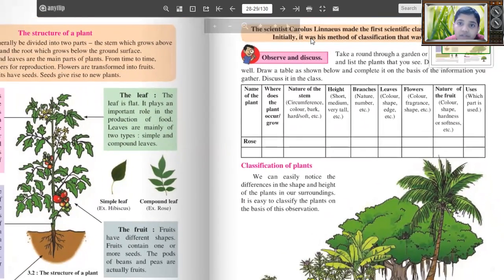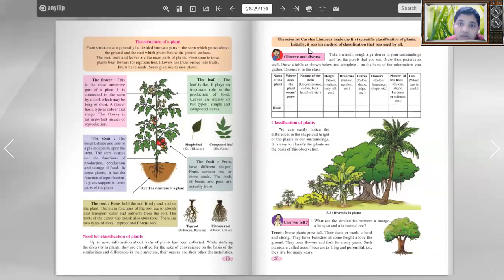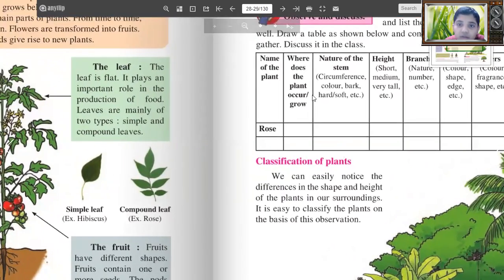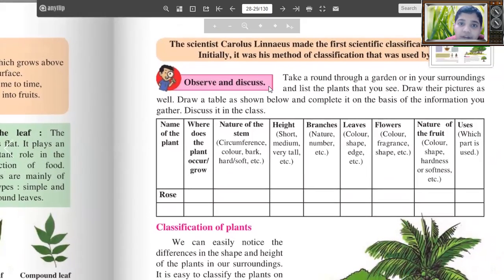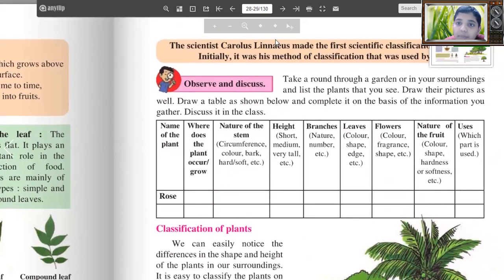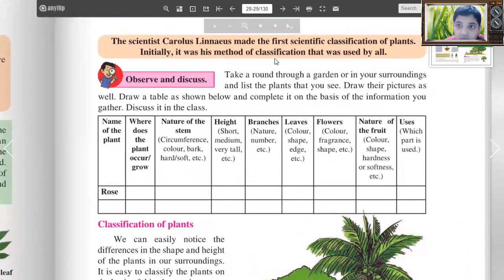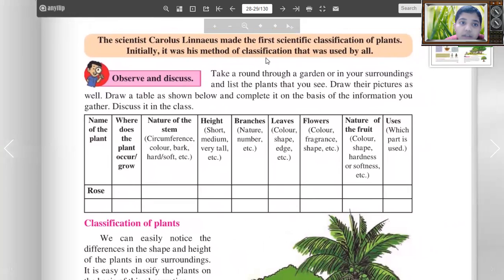The scientists, yes, the scientists. Carolus Linnaeus made the first scientific classification of plants.